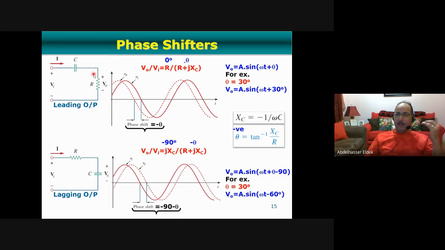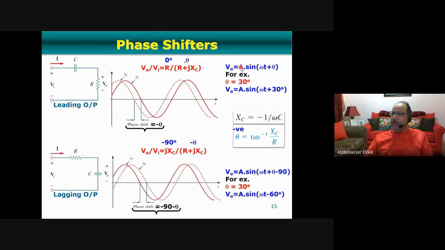If you take the output across the resistor, the output is leading the input. You see, it happened before. The maximum happens before the input, like this. So the output across the resistor is leading. If you have the output across the capacitor, it is lagging. The idea is so simple: you just need to calculate the output over the input and check the phases.